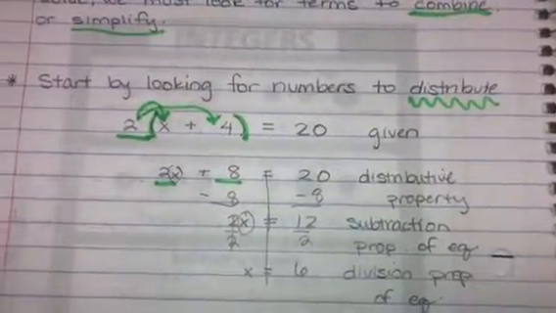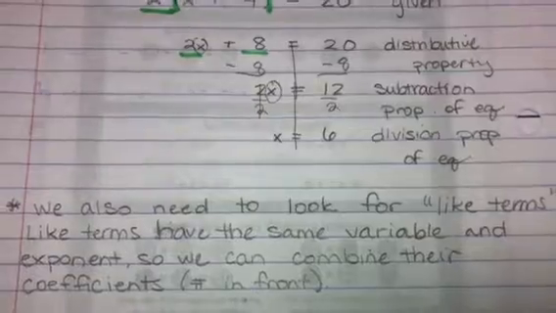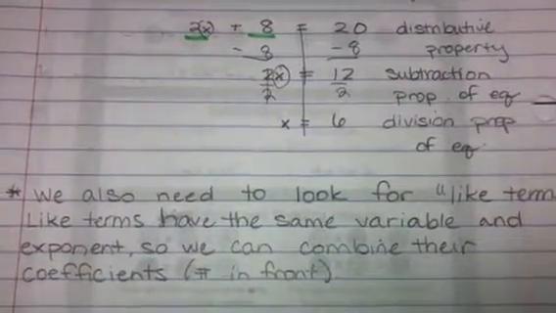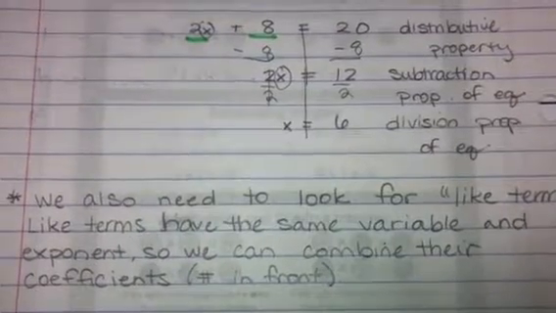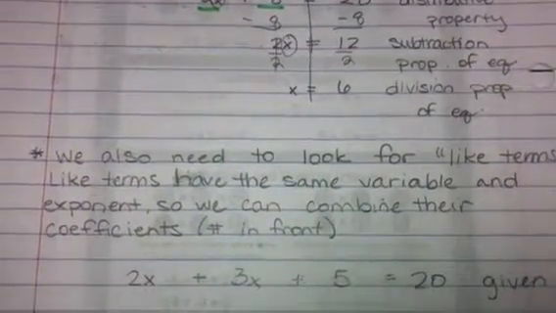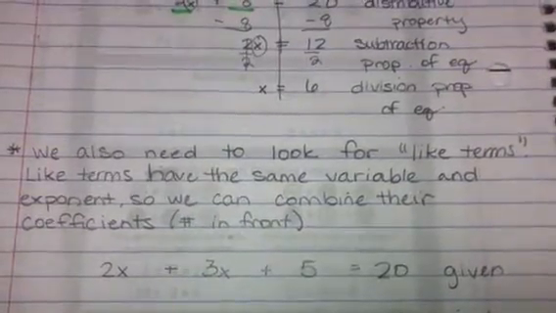On to the other way to simplify. So please copy down. We also need to look for like terms. Like terms have the same variable and exponent, so we can combine their coefficient. In other words, the numbers in front. So here's an example of that. 2x plus 3x plus 5 equals 20 is our given.